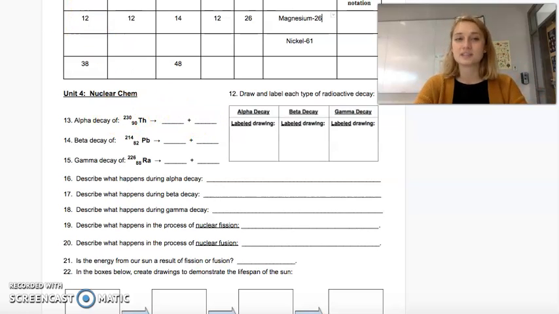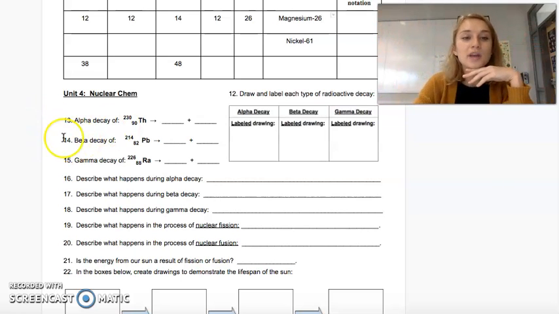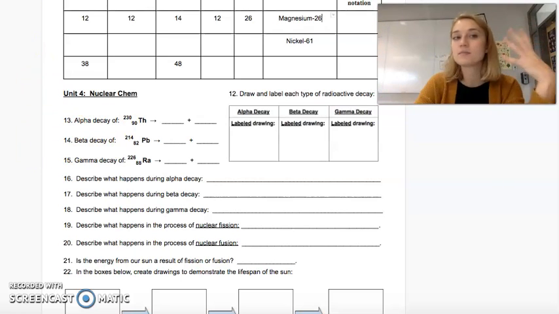Beta decay is a little bit different. I'm actually going to stop here. The bell for school is about to ring, so we'll pick back up at 14 in the next video.